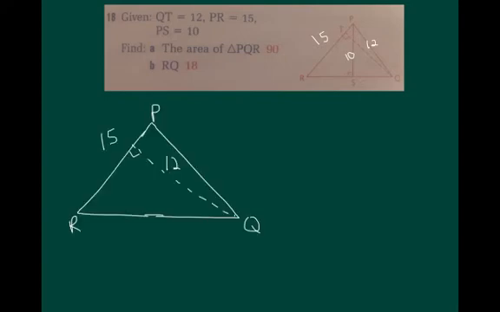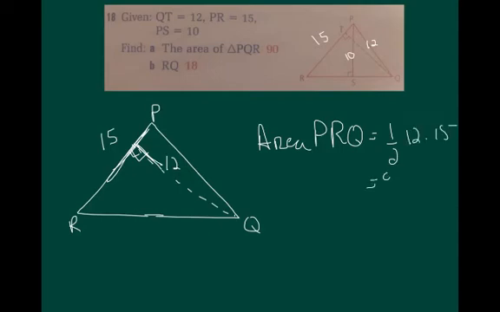If I redraw the triangle, I can see that I'm going to use 15 as my base, even though it's not on the bottom, and 12 as my height, even though it's not drawn vertically. Because I'm looking for the area of PRQ, it doesn't matter which side is my base or which side is my altitude. All I need is a side that is perpendicular to an altitude. And certainly PR and TQ will do. So my area is going to be 1/2 times 12 times 15, which equals 90.